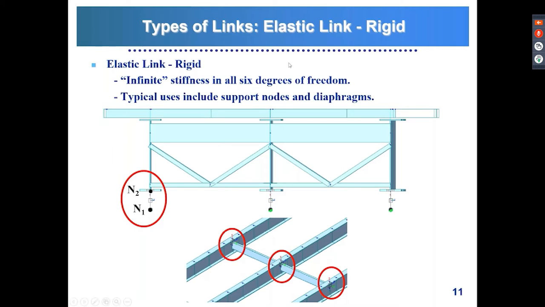Typical uses for these links include the ends of plate girders, where you link the support node to the node at the bottom of the girder. And later I'll have a little bit more detailed discussion on the end conditions. And then we also use that at diaphragm connections. So when you have a channel diaphragm or double wide flange section used as a diaphragm, we typically use a rigid elastic link to connect that to the girder.